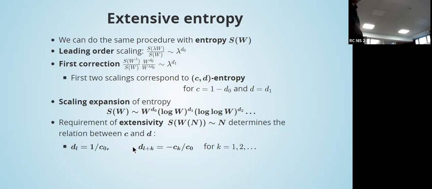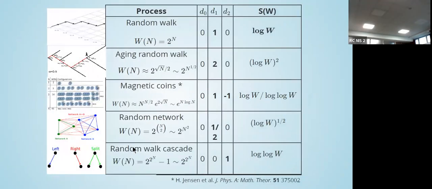And to give you some examples, we can think about several processes. So maybe start with random walk. So random walk is like really n times a single coin, whether you go to the left or to the right. Then the number of possible states is 2 to n. So then you see that you can calculate that the d1 is 1.